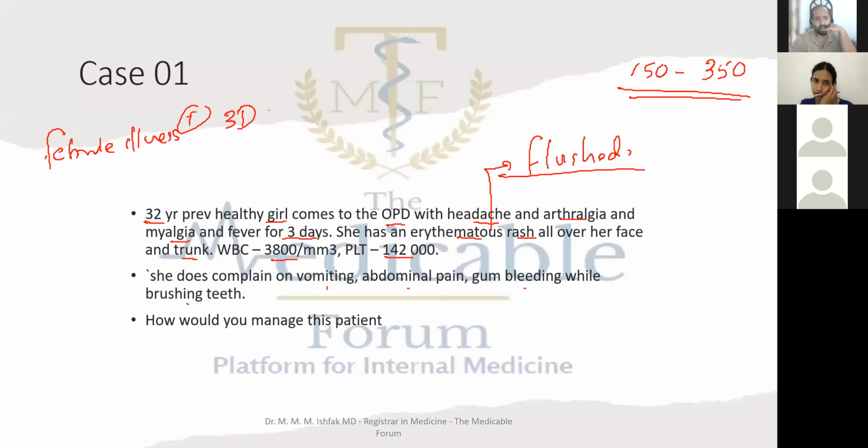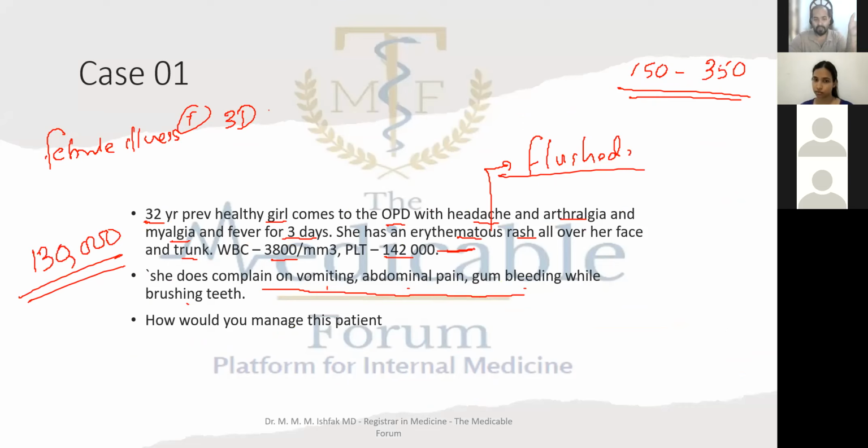So this patient here does complain of vomiting, abdominal pain, and gum bleeding. So what would you do as an OPD doctor? You would admit this patient. Now, normally the cutoff for admitting the patient is platelets 130,000, but this is 142,000. But still, there are warning signs. If there are warning signs, you admit the patient.